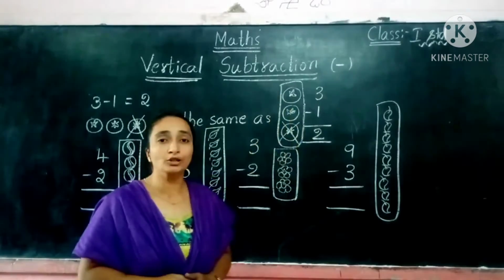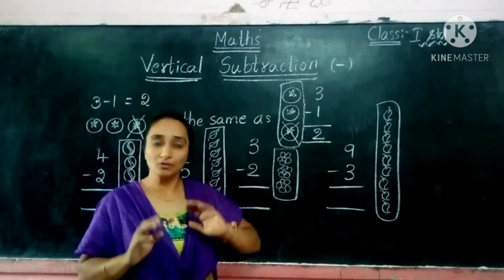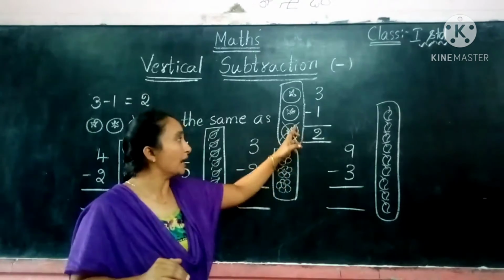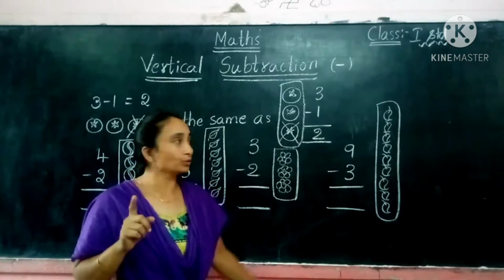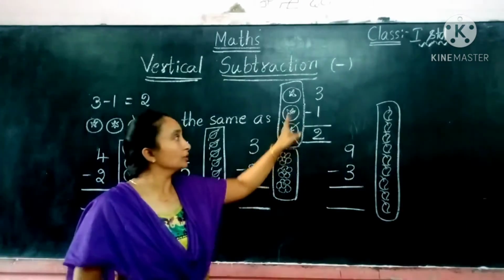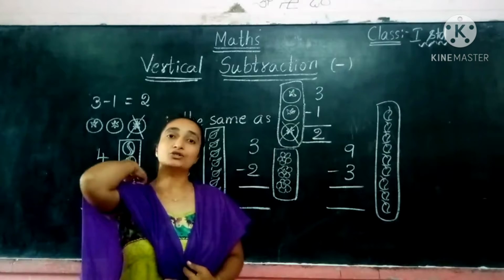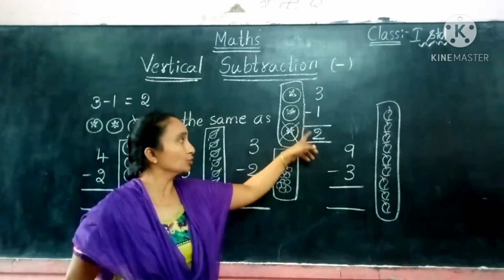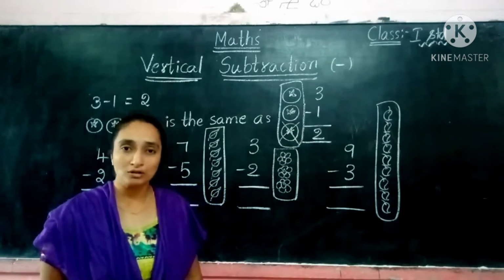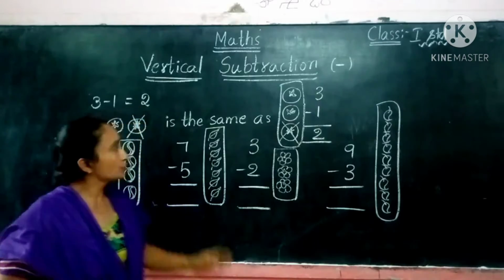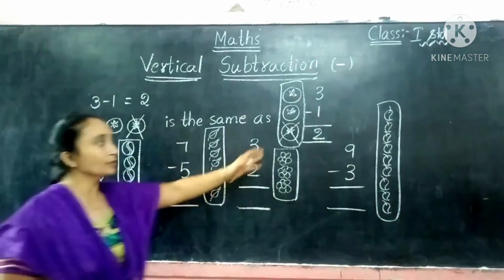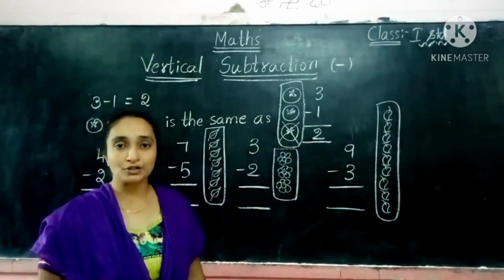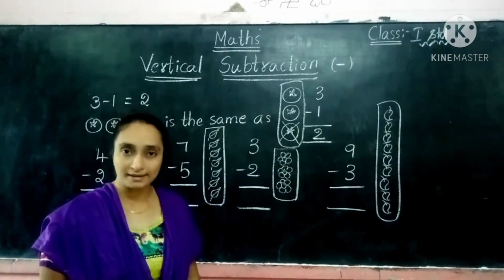From the 3 tomatoes we are taking away 1 tomato. We removed it, so we crossed out the tomato. If we cross out 1 tomato, we can see the remaining 2 tomatoes. So 3 minus 1 is equal to 2, and when we do it in the vertical subtraction, the answer is also the same.